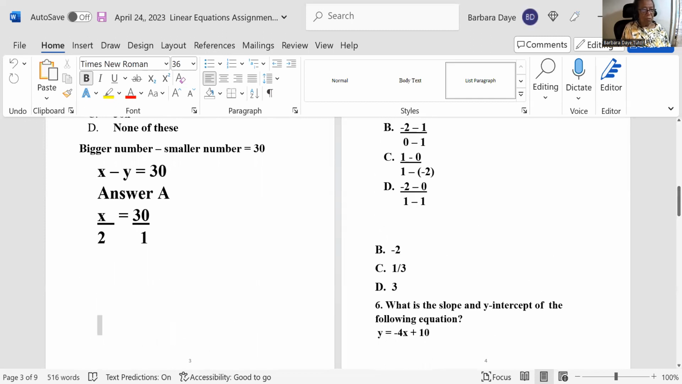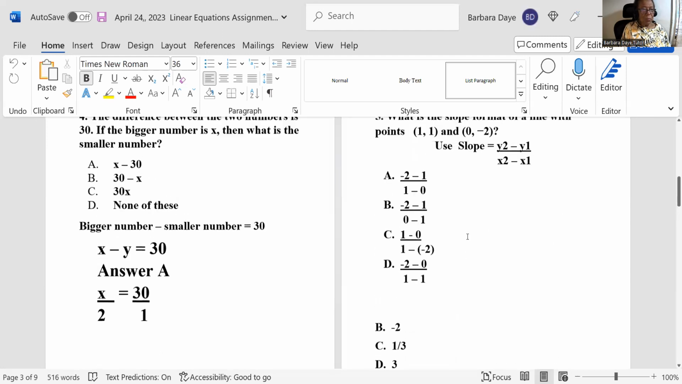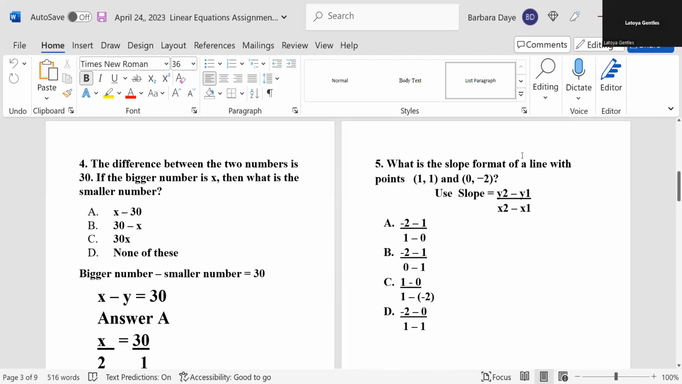Number 5, Maureen. What is the slope format of a line with points? Now remember we said the points were X, Y, X, Y, right? So you have 2 points. So you could call one X1, Y1, X2, Y2, right? I said to use the slope, Y2 minus Y1 over X2 minus X1. And I suggested you label these.